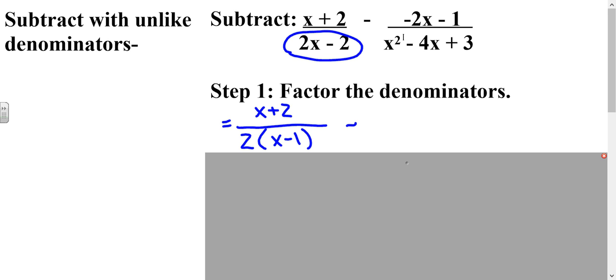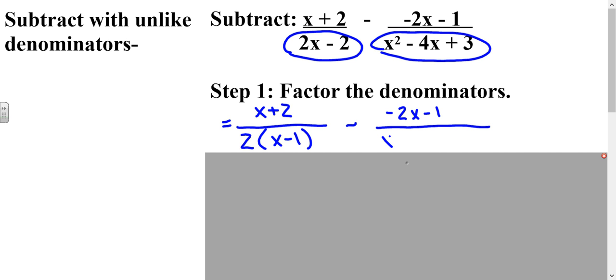Okay, then on this one, negative 2x minus 1 doesn't have a greatest common factor, so that just has to stay the same. And then x squared minus 4x plus 3 is a general trinomial. So I would look for factors of 3 that add to be negative 4, which would be negative 3 and negative 1. So this would be the factored versions of what we started with.